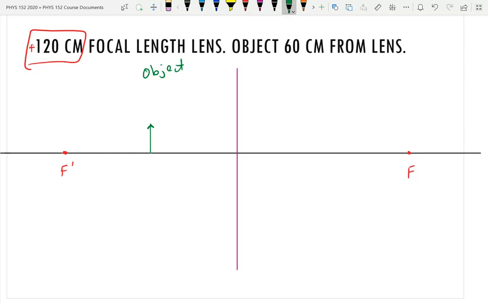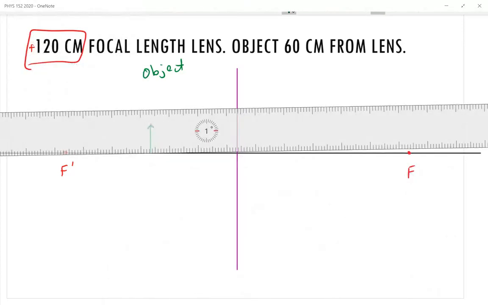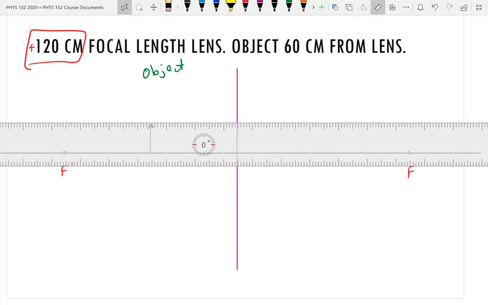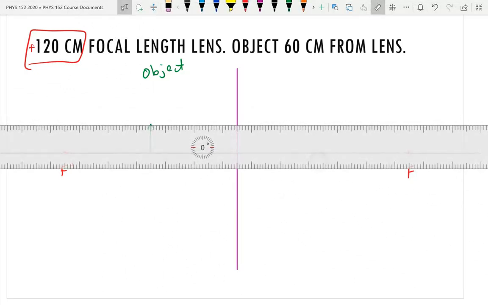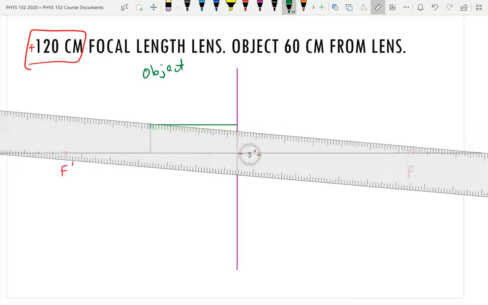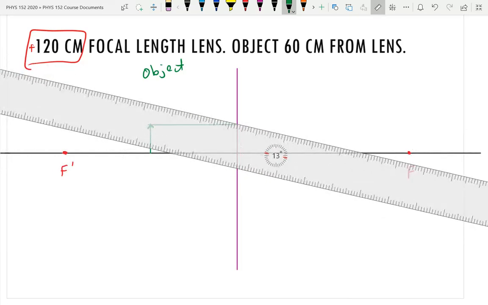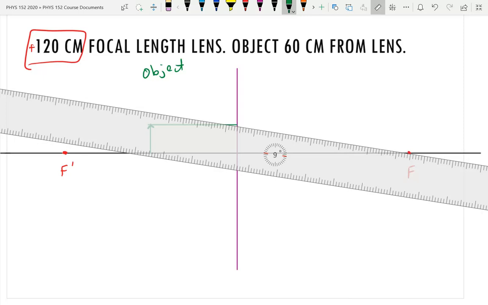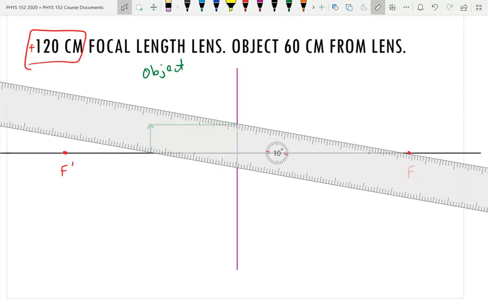So the convention I was using was green for parallel. So I'm going to start with the parallel ray. Get that to 0 degrees, so it's actually going to be drawing correctly. There's my parallel ray going from the tip of the object to the lens. How does the parallel ray refract? Toward the principal focal point. So now I actually have to get this so it's going to the principal focal point from there.